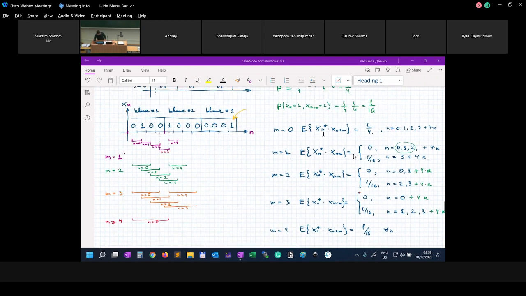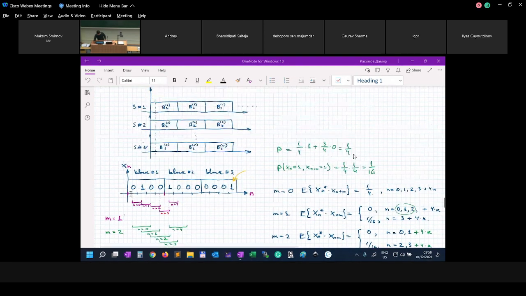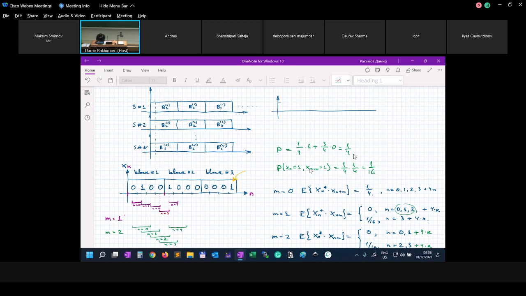For m equals 0, let's say we have the sequence 1, 0. First block, second block, 1, 0.